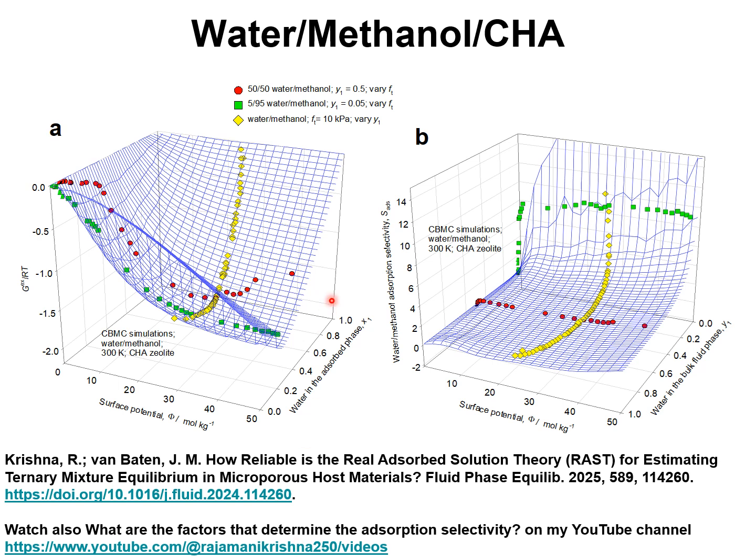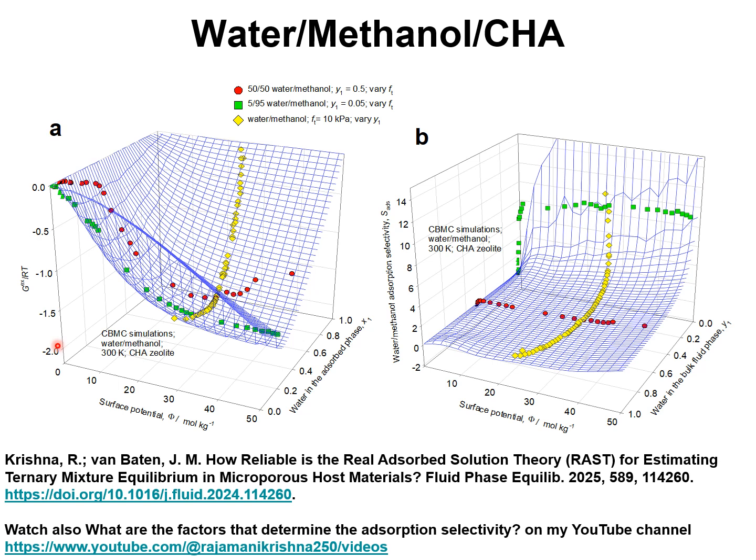A similar picture emerges for water-methanol mixture adsorption in chabazite zeolite. Three different CBMC simulations were carried out: 50-50 mixtures of water and methanol indicated by the red circles. The green squares are for 595 mixtures, and the yellow diamonds are for water-methanol mixtures with a total fugacity of 10 kilopascal in the bulk gas phase mixture, and the composition y1 is varied.